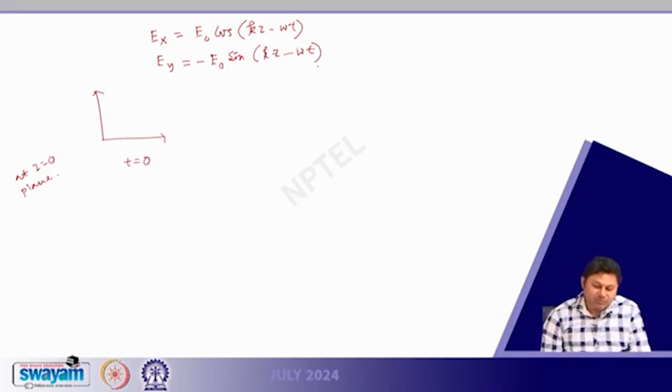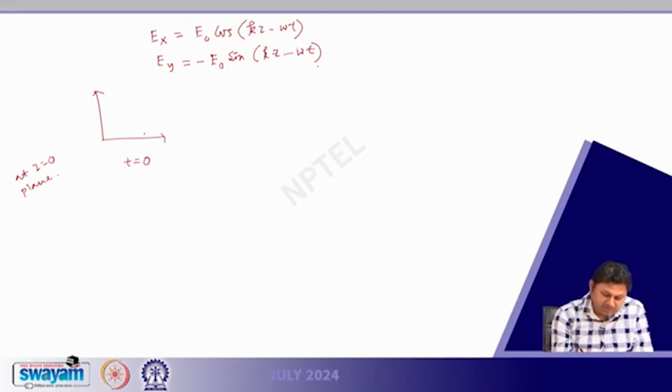So, at t equal to 0, at the z equal to 0 plane, for this condition what do we get? We get that Ex is maximum, that is E naught, but Ey is 0. So, the resultant will be along this direction. This is the resultant electric field if the x-y distribution is like that.